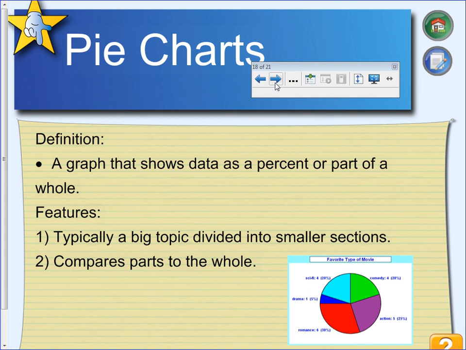The features: typically a big topic divided into smaller sections. So in our example, favorite type of movie, there's comedy, there's romance, there's drama, sci-fi, and they all grouped them together in our example over there. So it's a big topic, and it's divided into smaller sections. And then also it compares parts to the whole. It compares a part, which is the comedy, to a whole group, which is just movies. So those are two features of a pie chart or a pie graph.